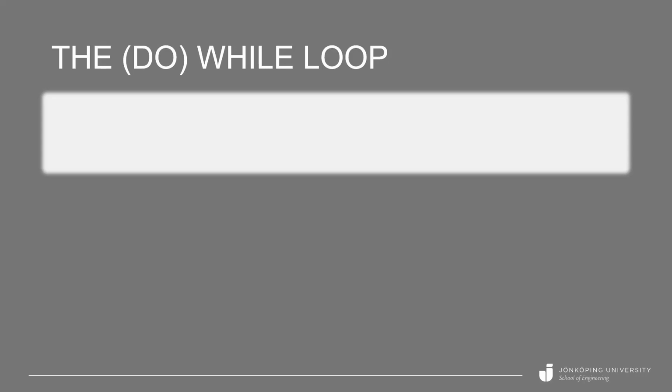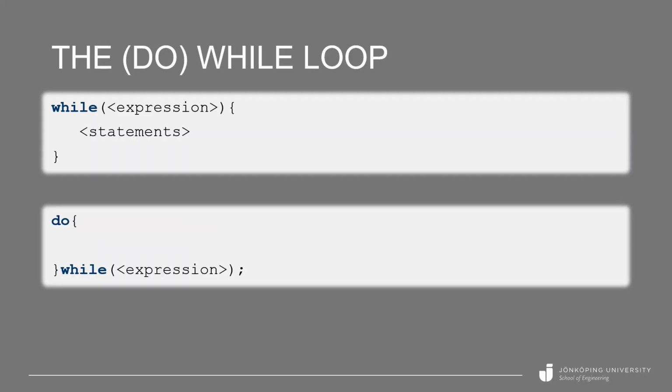We have a while loop in Java that looks like this, so just as in C and in C++. We also have the do while loop that looks like this. So the difference between the while loop and the do while loop is that the do while loop will always execute the body here at least once.